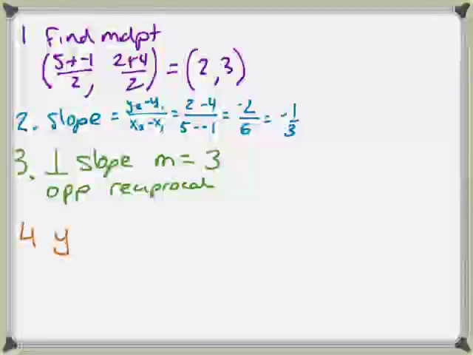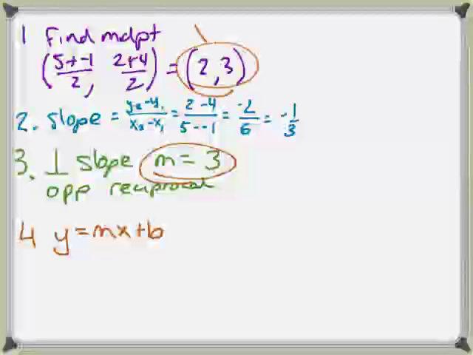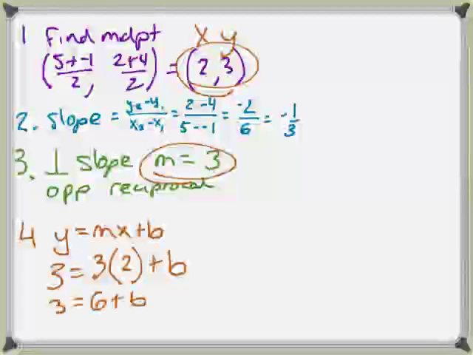And our final step is to apply y equals mx plus b using that perpendicular slope and using our midpoint as our x and y. So y in the midpoint is 3, perpendicular slope was 3, x was 2, and we don't know the b value, but we can solve for it. Yes, perpendicular slope is opposite sign and flipped over. So I can subtract 6 and find my b value.